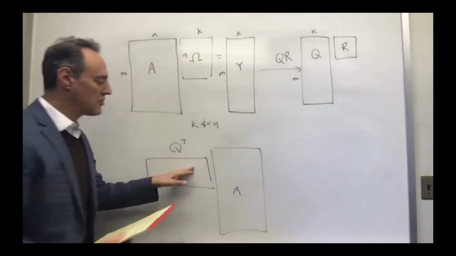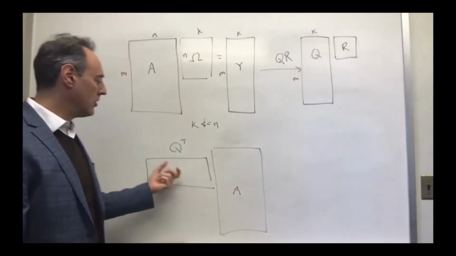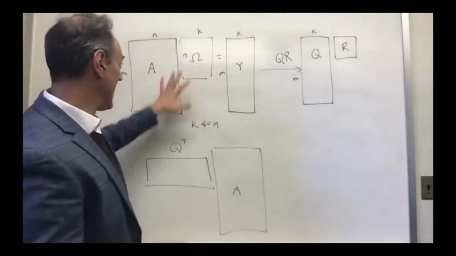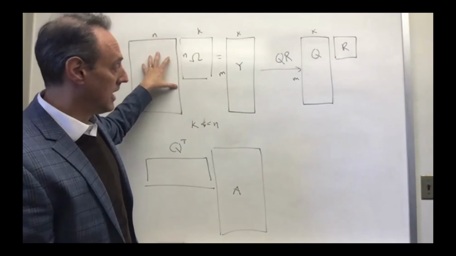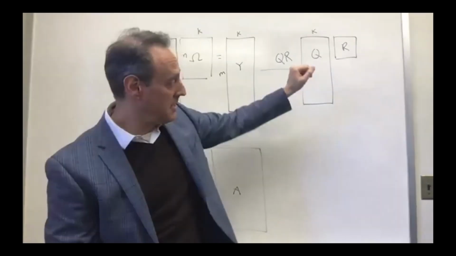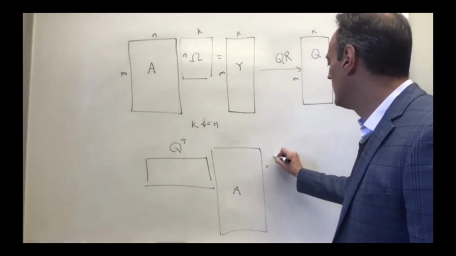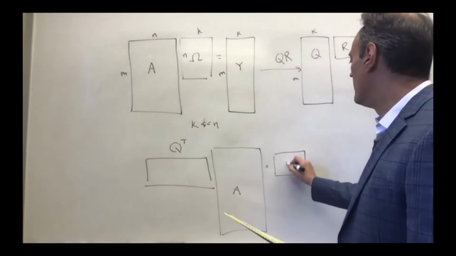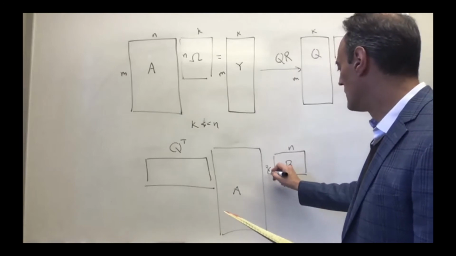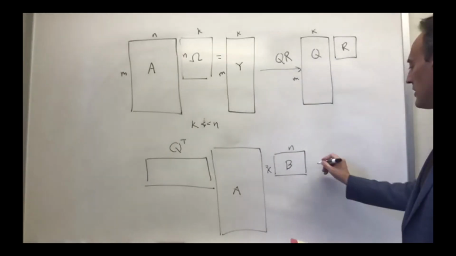So what I'm going to do now is project every column of data onto this orthonormal subspace. Originally I was living in n dimensions up here, and now I'm going to project into k dimensions, the k dimensions spanned by the columns of Q. Okay, this is going to give me a B matrix, which is k by n.